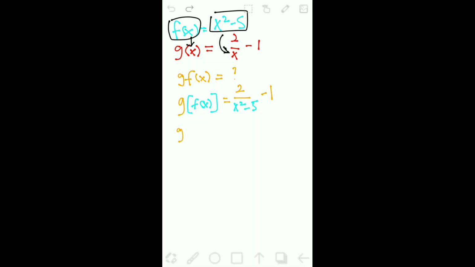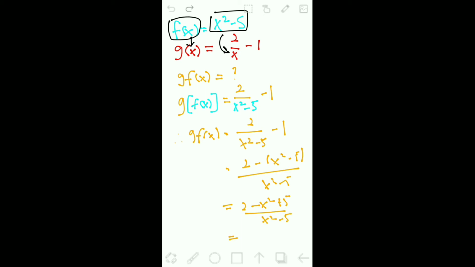So g of f(x) is nothing but just 2 over x squared minus 5, minus 1. You can leave the answer like that, or you can convert this into a single fraction. So you just multiply it by the common denominator. So 2 minus (x squared minus 5) over x squared minus 5 is equivalent to 2 minus x squared plus 5 over x squared minus 5, which is 7 minus x squared over x squared minus 5. So this is g of f(x). Okay, and you are done.